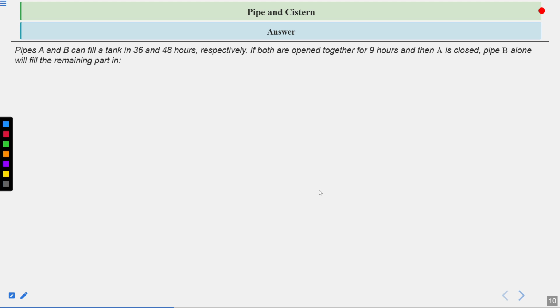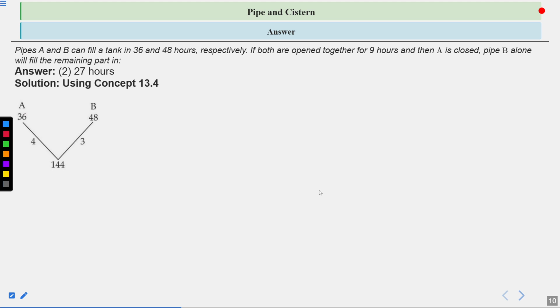So the correct answer of this question is the second one, which is 27 hours. Now see the detailed solution using concept 13.4 in this question. A takes 36 hours and B takes 48 hours. So the LCM will become 144, and we get the efficiency of A and B, which is 4 units and 3 units.